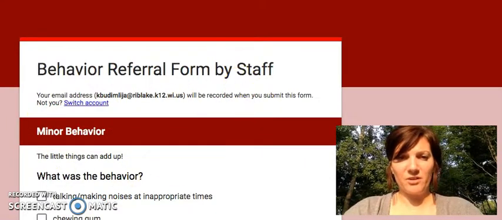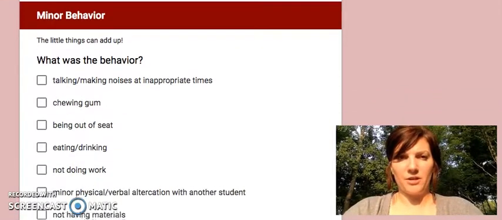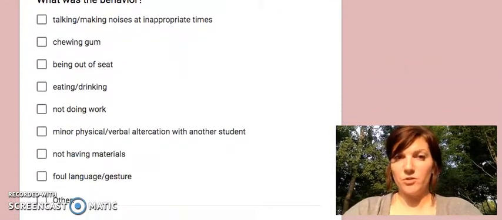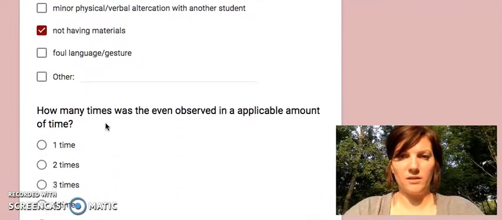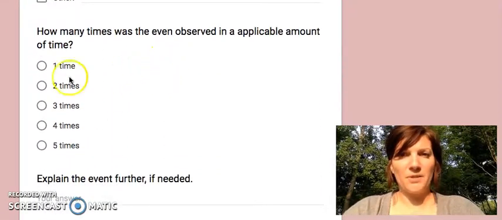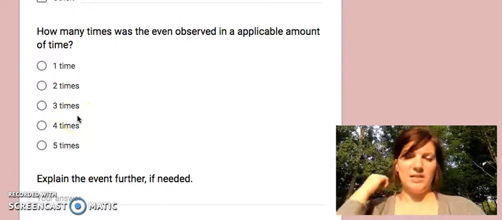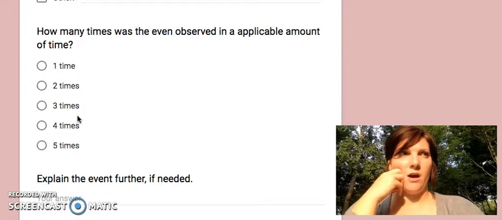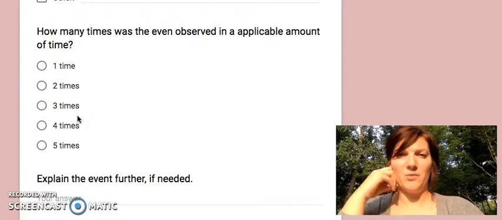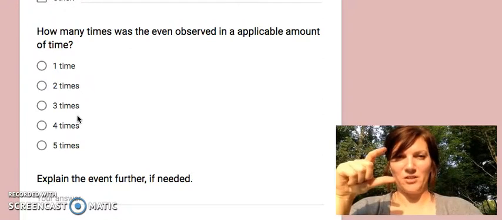Okay, in the minor behavior section, these are the questions that are going to be included. What was the behavior? So you'll just click whatever the behavior was. Let's say they don't bring anything to class every single day. How many times have they not brought it to class? This is where you're going to have to kind of use your best judgment on what's the time period. Okay, so for example, someone didn't bring a pencil to class every day for the past week. Well, that's the amount of time, a past week.